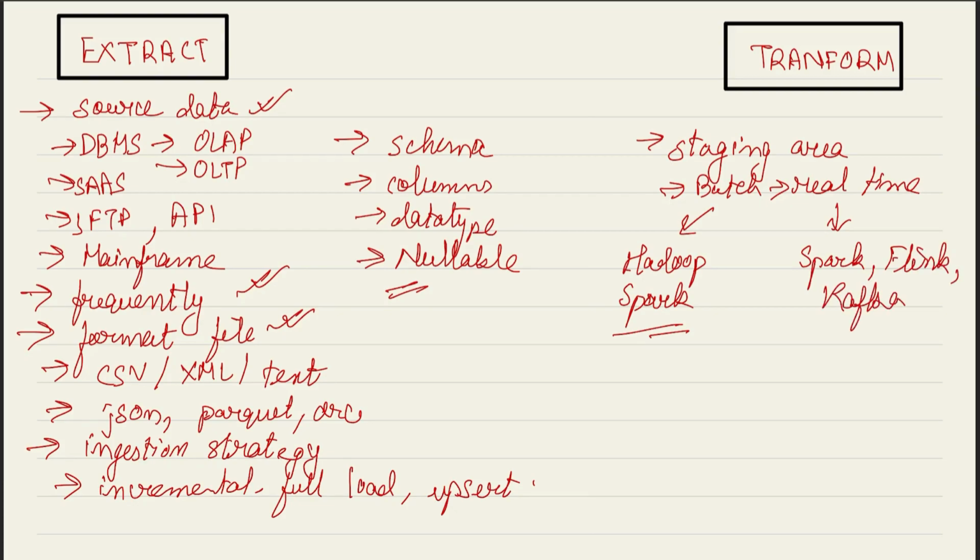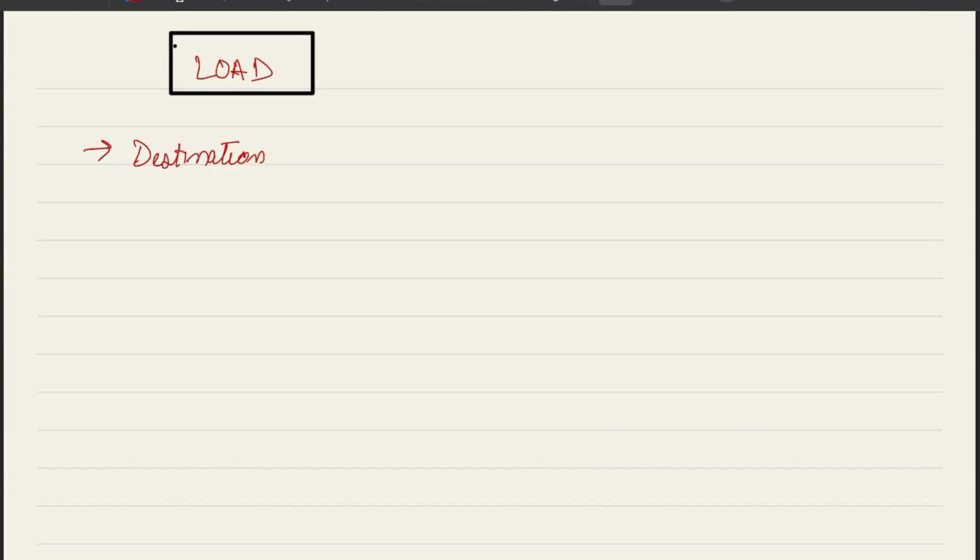Once you have decided the processing strategies, based on that, you have to transform the data based on the business rules. So there will be some filtration, some deletion of the column, some addition of the column. So once the data is there in your staging area, then you have to load the data into your destination. So based on the business, you have to decide what will be your destination.